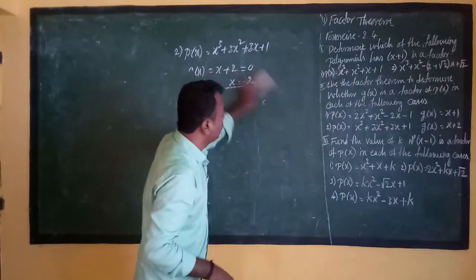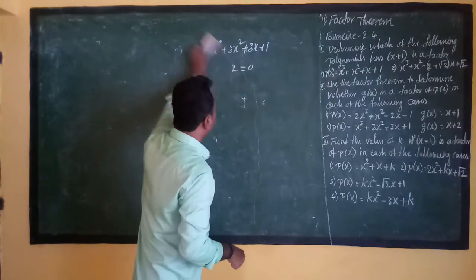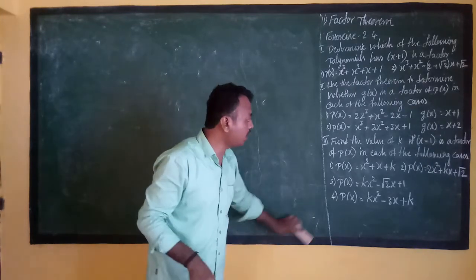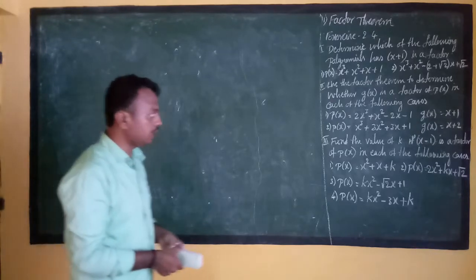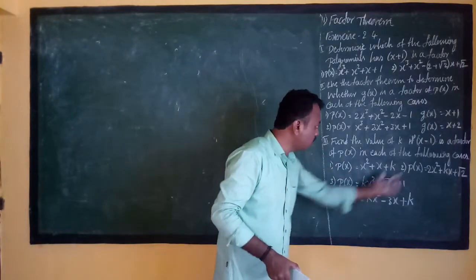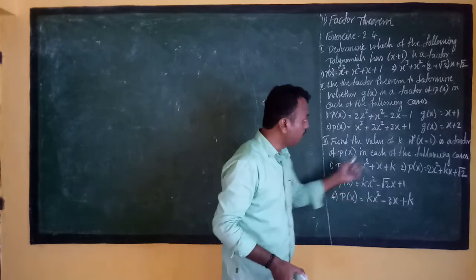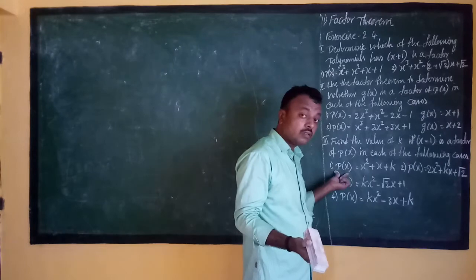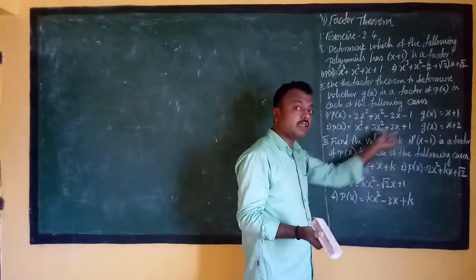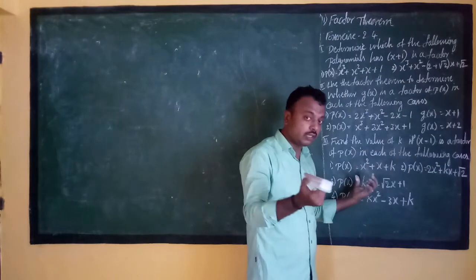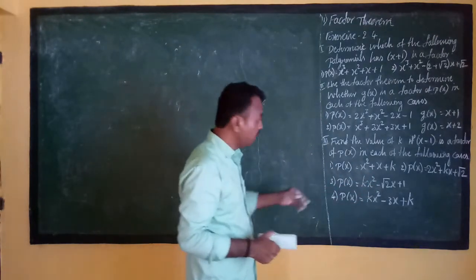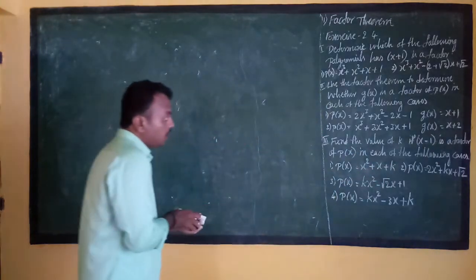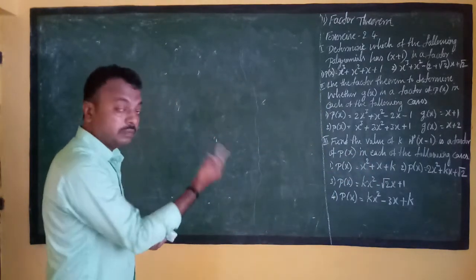Yes students, third main: find the value of k if x minus 1 is a factor of p of x. It is already given that x minus 1 is a factor of p of x. When x minus 1 is a factor of p of x, it means p of x becomes 0. If p of x becomes 0, then x minus 1 is a factor of p of x. Vice versa, this is the factor theorem, and I am using that factor theorem.